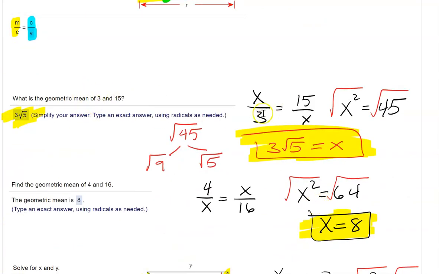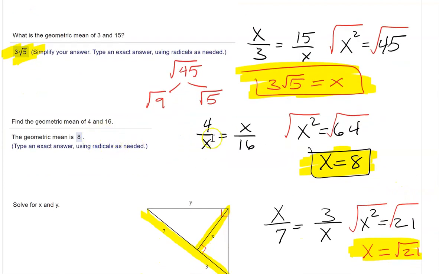So we can set this up here. I even set this up a little bit differently: x over 3 is equal to 15 over x. Cross multiply, x squared is this. And then we just have to remember how to simplify radicals. So I break this down into a perfect square and the square root of 9. What times 9 is 45? I take the square root of 9, I get 3. I cannot take the square root of 5, and we are done.